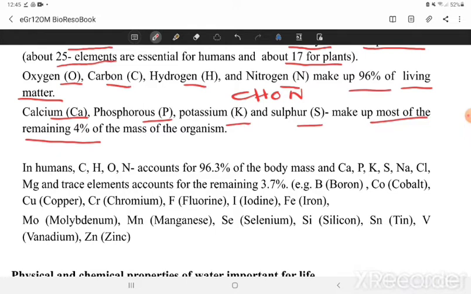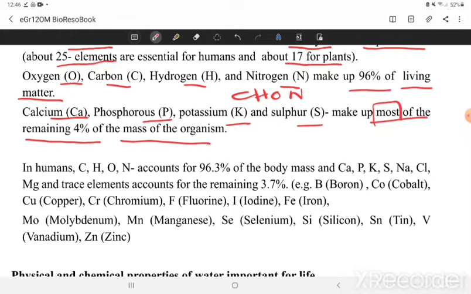Now, why do they say most here? Most of the remaining 4%. Because we have the trace elements also. We are going to discuss later what the trace elements are, like boron, cobalt, copper, chromium, fluorine, iodine, iron. That's why they say they make up most of the remaining 4% of the mass of the organism. So once again, calcium, phosphorus, potassium, sulfur.